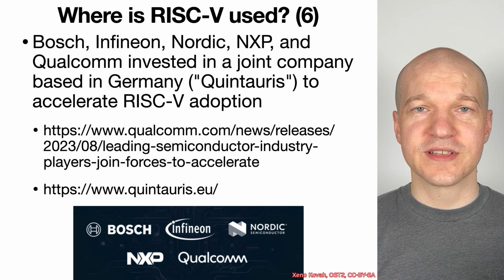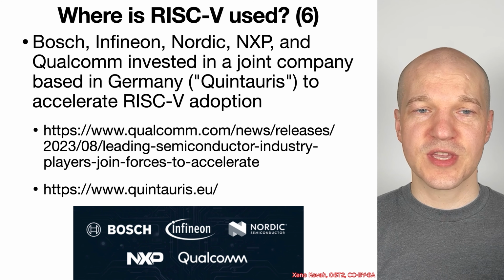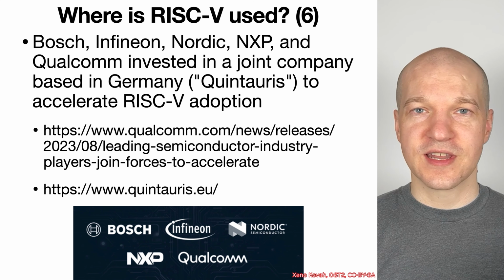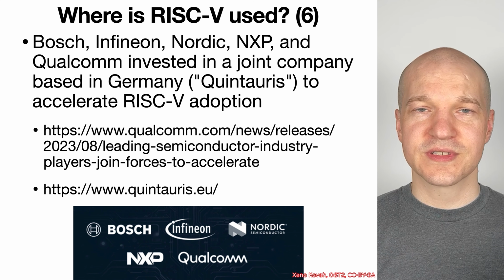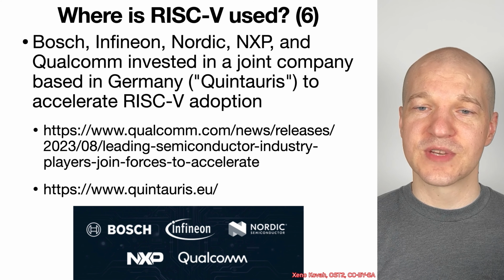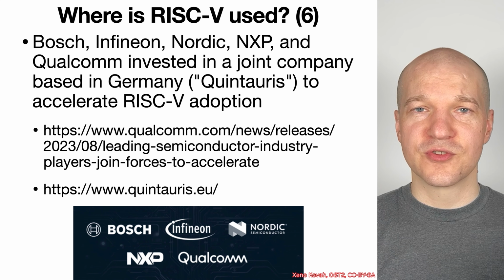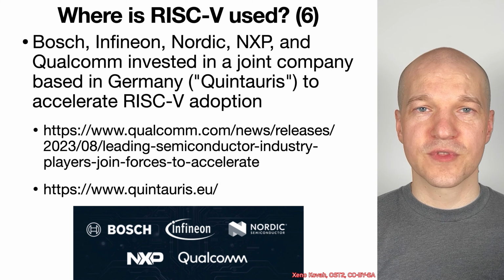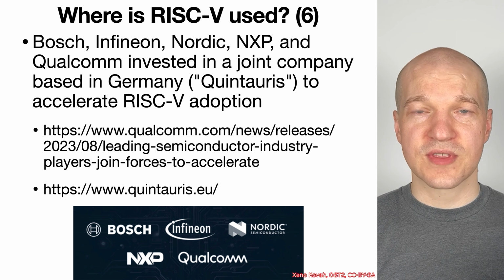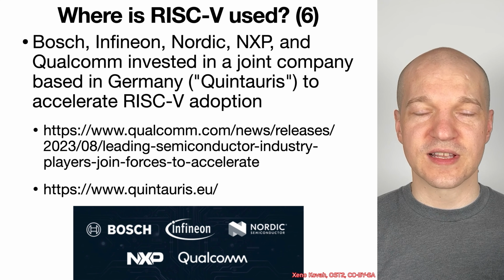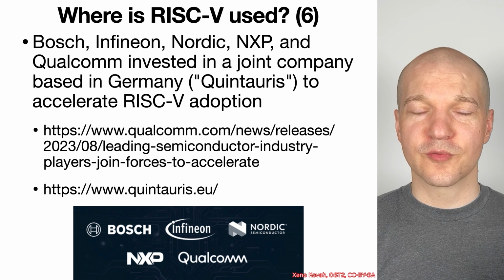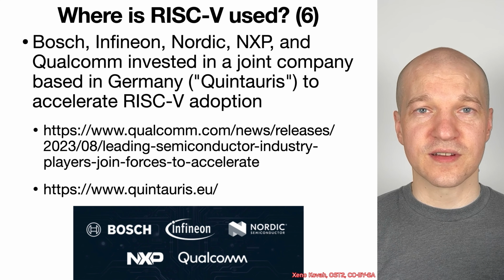And the final anecdote is that Bosch, Infineon, Nordic, NXP, and Qualcomm have invested in a joint company in 2023. It went through the regulatory approvals, and in 2024 it was named Quintauris. And so this jointly invested company is for the explicit purpose of furthering their goals of using RISC-V and creating more standardization in the ecosystem so that they can all benefit from the RISC-V technologies without fragmentation that can occur when you have an open source instruction set architecture that people can just customize to their heart's content.